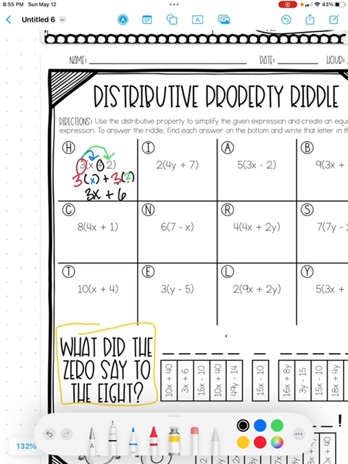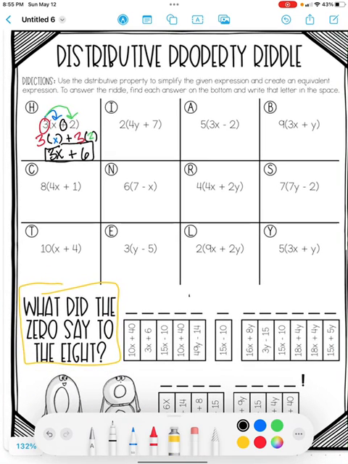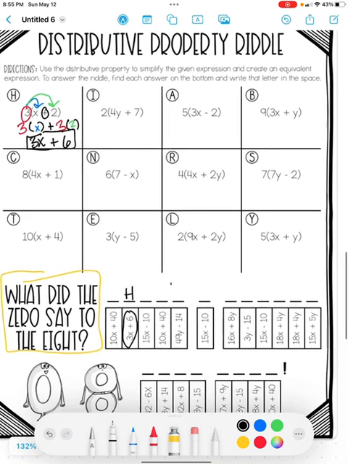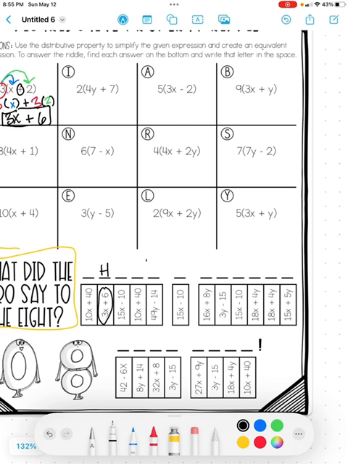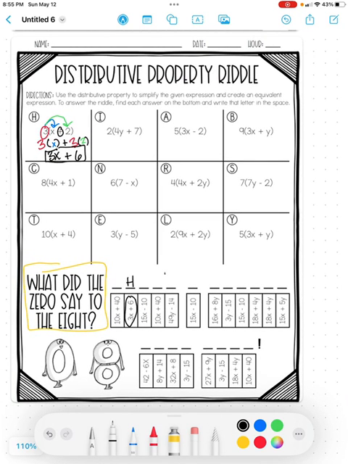So anywhere I see 3x plus 6, we're going to put an h. Here's 3x plus 6, so this blank should have an h. Anywhere else we see a 3x plus 6, we should have an h. I don't think I see any more, but I'm quickly skimming. So if you see any other 3x plus 6's, you would put an h on that blank. And then whatever phrase you get here should solve this riddle. What did the 0 say to the 8?